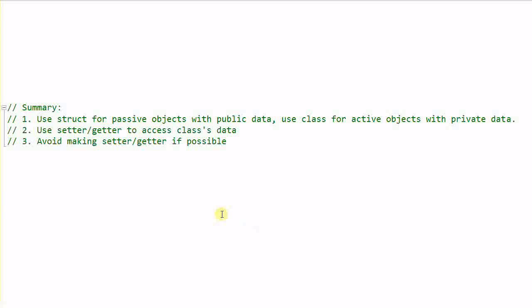A summary of what we have talked about today. Number one, use struct for passive objects with public data, and use class for active objects with private data. Number two, use setter and getter functions to access a class's data instead of making that data public. Number three, avoid making setter and getter functions if possible.